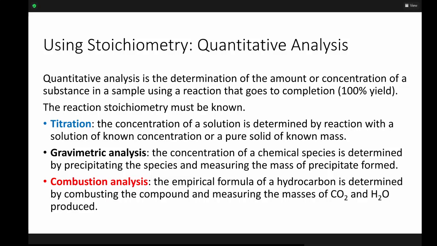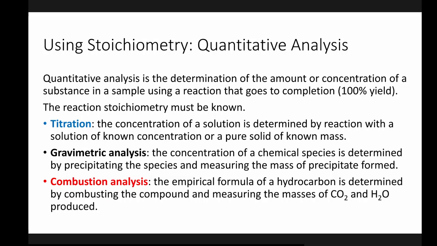And finally, combustion analysis. We have talked about these before. You can calculate the empirical formula of a hydrocarbon determined by combusting that, and the products are always carbon dioxide and water. So let's look at, there are two different types of titrations.